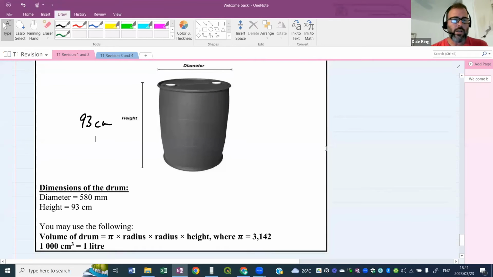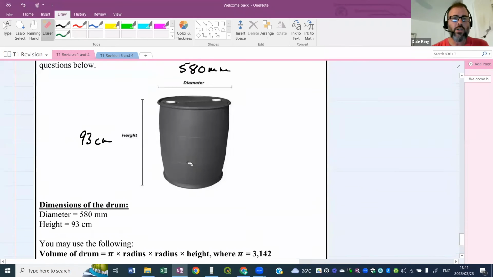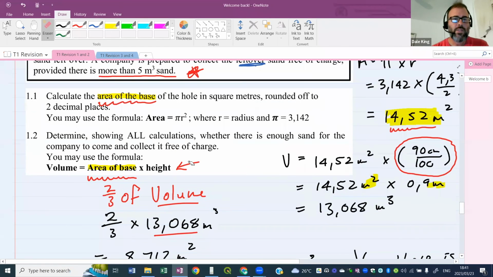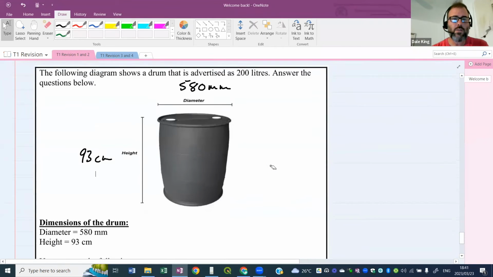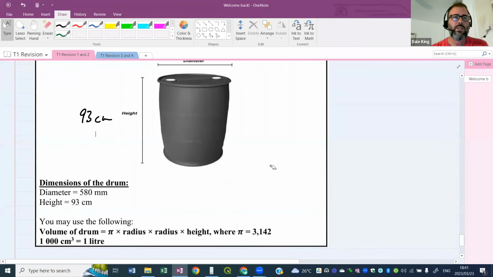You may use the following. Now look at this formula. Volume of drum. This is a cylinder. If I go back up to the top formula, that was also different. In fact, the formula that I showed you guys when we did volume of cylinder was V is equal to pi times r squared times height. That's the one that we actually learned.